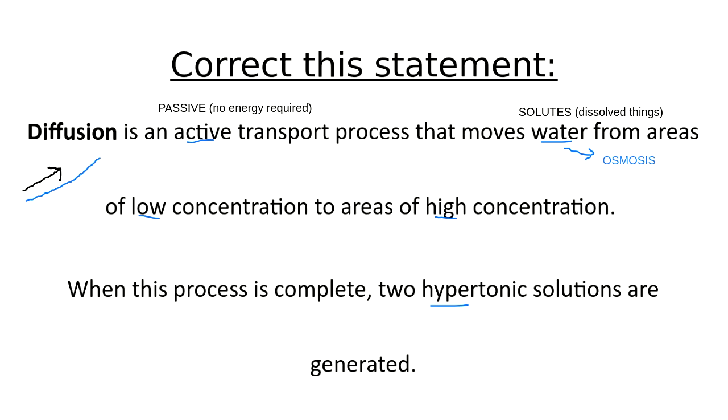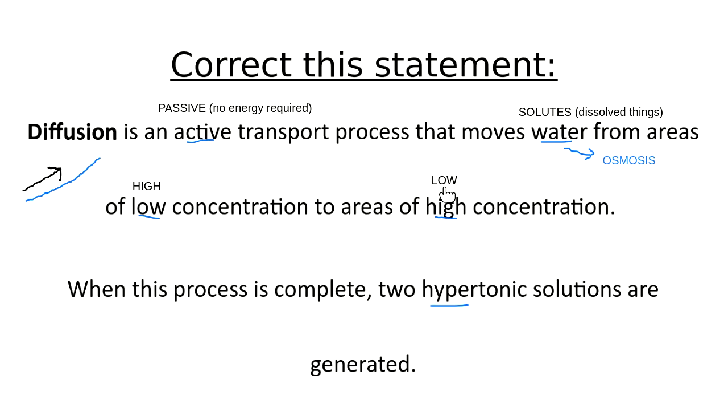So we start where there's a high concentration, where I have a lot of those dissolved things, and I'm taking them to a place where I have a low concentration, where there's not as many dissolved things. That's the only way you can do passive transport, where we go from where there's a lot of something to where there's a little of something. That's the only way passive transport works.